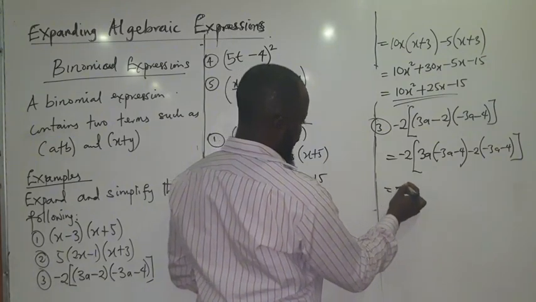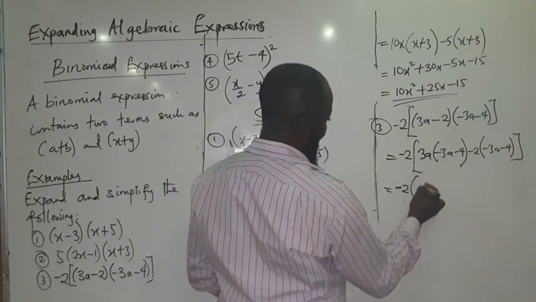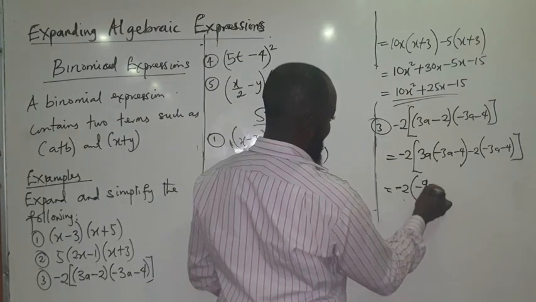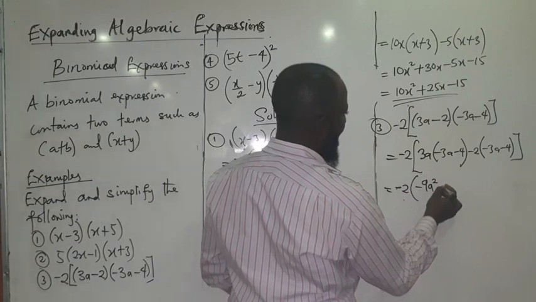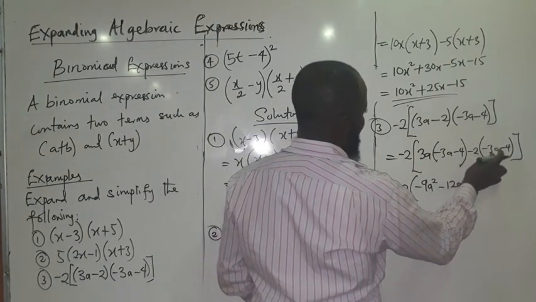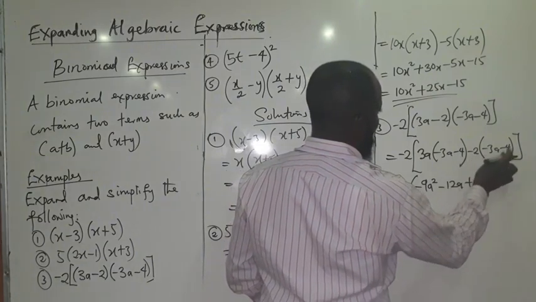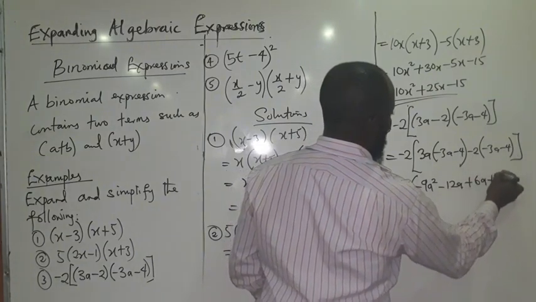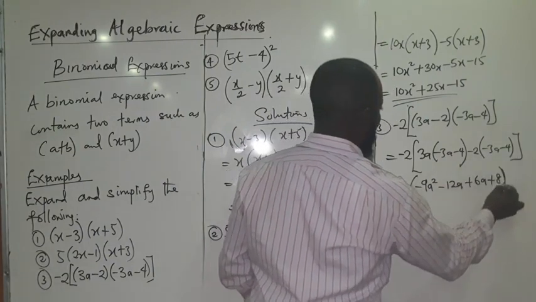So this will be minus 2 into bracket 3a times minus 3a. That is minus 9a squared. So 3a times minus 4, that's minus 12a. Minus 2 times minus 3a, that's plus 6a. Minus 2 times minus 4, plus 8. Minus times minus is plus, 2 times 4 is 8. So we close the bracket.